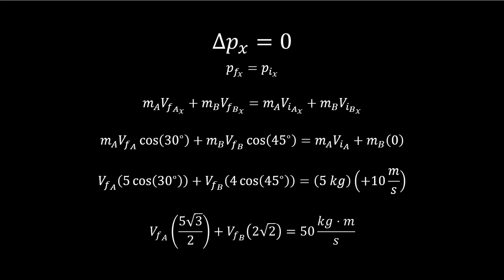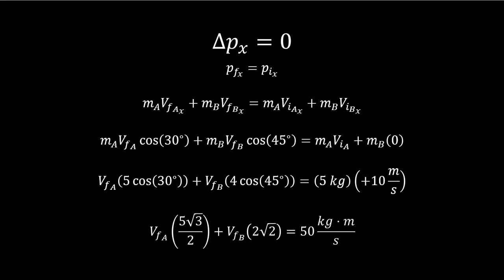Simplifying these, cosine of 30 degrees is just square root of 3 over 2. Cosine of 45 is just square root of 2 over 2. Therefore, these simplify to the final velocity of A multiplied by 5 square root of 3 over 2, plus the final velocity of B times 2 square root of 2, equals 50 kilograms meters per second.